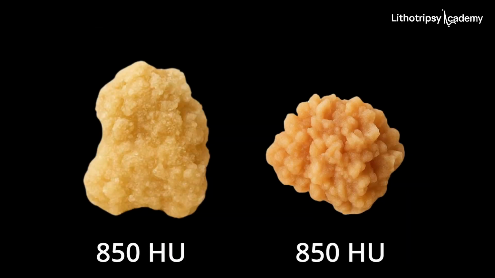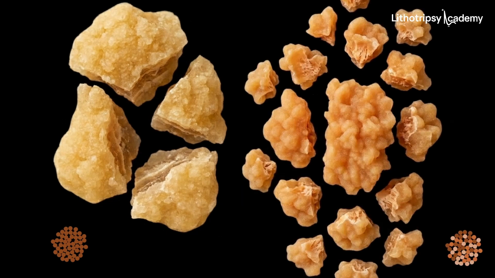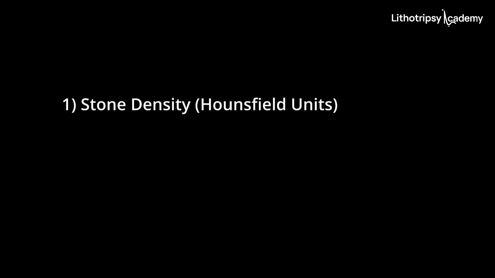This explains an important clinical observation. Two stones can have the same average Hounsfield unit on CT, yet behave very differently during SWL. A homogeneous stone, even if it is not very dense, may resist shock waves because the energy spreads evenly through it. A heterogeneous stone, even if its average density is high, may fragment more easily because the internal layers and interfaces amplify stress. So stone density alone is not enough.